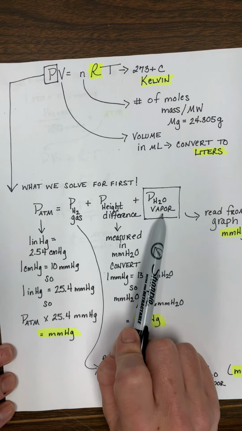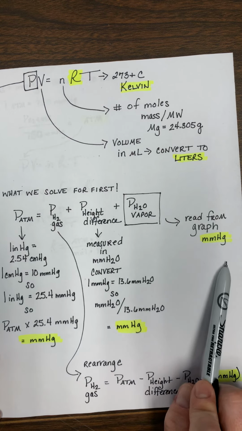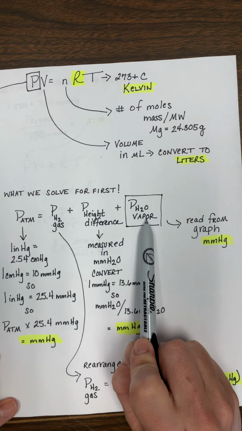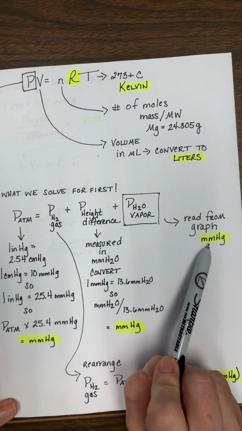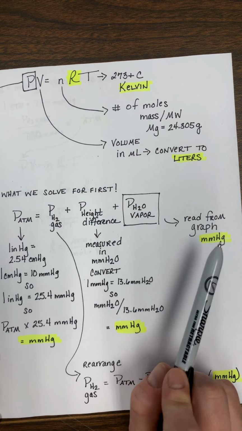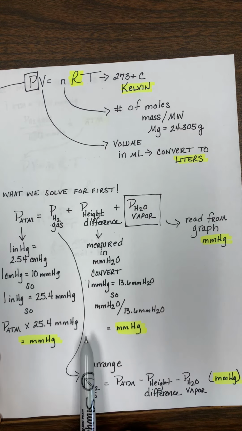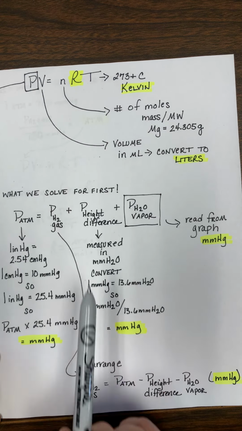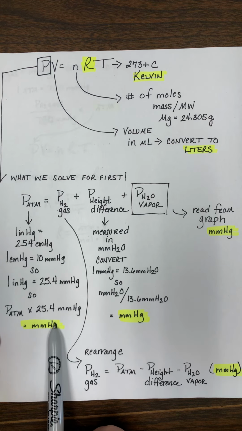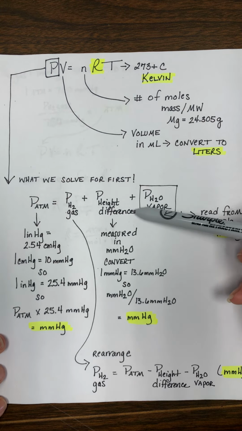Easiest one here is the water vapor in the air. There's a graph that you were given, so you'll just follow over, find the temperature, go up, and you will determine what the pressure of the water vapor is. Now this is already in millimeters of mercury, so that does not need to be converted. As a constant rule for this experiment, be sure before you do any calculations that everything is converted into millimeters of mercury.